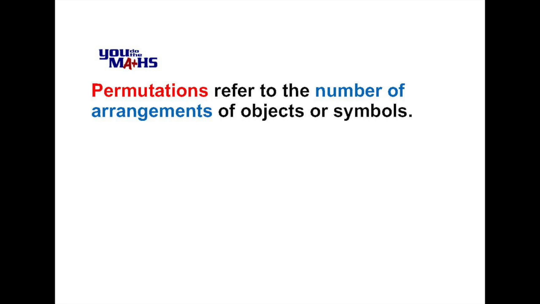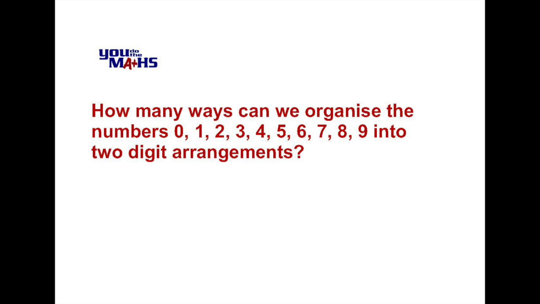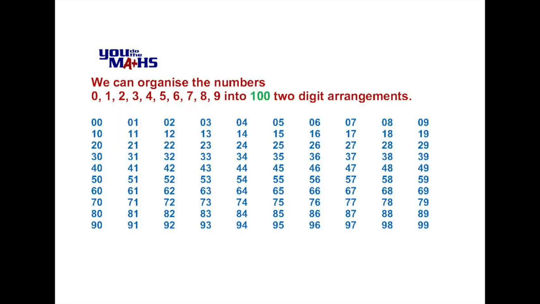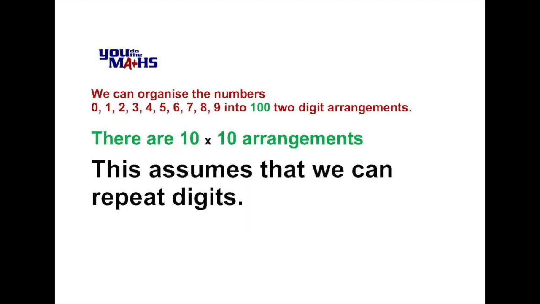In this first example we're trying to arrange as many two-digit numbers as we possibly can based on using the digits 0, 1, 2 all the way through to 9. If we arrange the digits 0 through to 9 in an orderly manner, like in this table shown here, we can see that there are 100 two-digit arrangements. That's quite straightforward because we've got 10 digits, 0 through to 9, and each one of them can be followed by 10 digits. So we've got a table that measures 10 by 10. So there's 100 arrangements. But this assumes that we can repeat digits, and this is where we need to be careful with the definition of permutations.